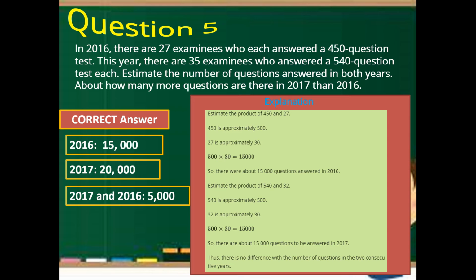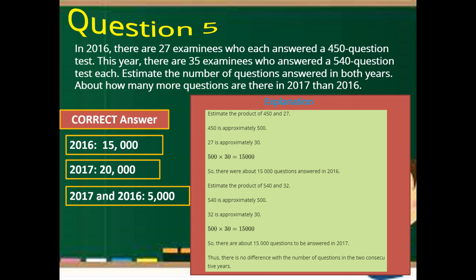Estimate the product of 450 and 27. So, 450 is approximately 500. 27 is approximately 30. So, 500 times 30, that's 15,000. So, doon yun sa 2016. Okay? So, there were about 15,000 questions answered in 2016. Estimate the product of 540 and 32 doon naman sa 2017. So, 540 is approximately 500, 32 is 30. So, 500 times 30 is 15,000. 15,000 questions to be answered in 2017.